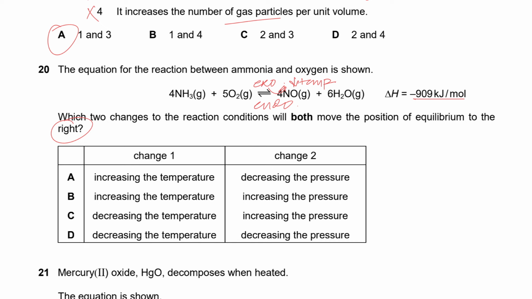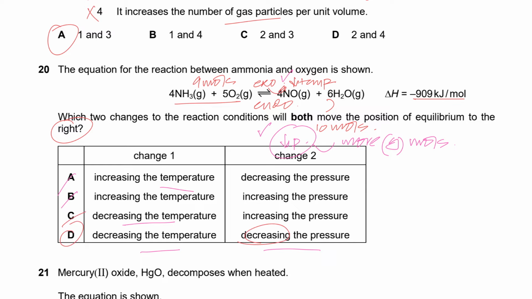And what do you need for pressure? For pressure, you need to check out the moles of gas. Here you have 9 moles of gas, and here you have 4 plus 6, you have 10 moles of gas. So I need to go towards more moles of gas. And how do you go towards more moles of gas? By reducing pressure, because decrease in pressure favors more gaseous moles. Remember, they're all gases. So decrease in pressure, and decrease in temperature. So A and B are wrong, because we don't want to increase the temperature, we want to decrease it. In between C and D, we also want to decrease the pressure, not increase the pressure.